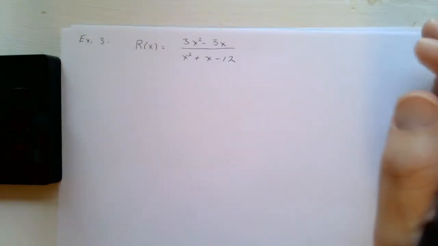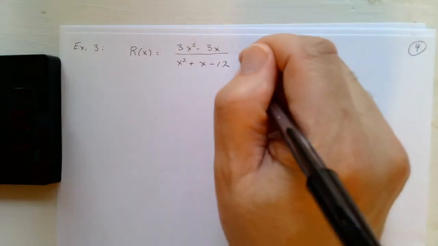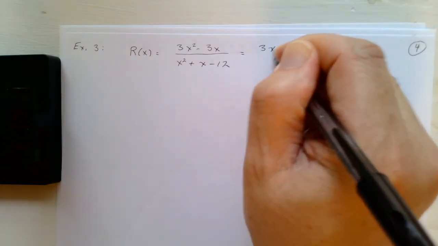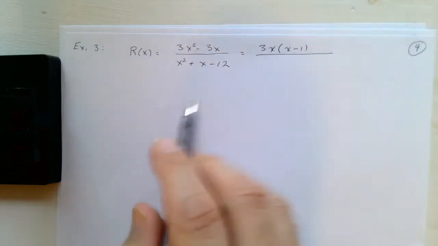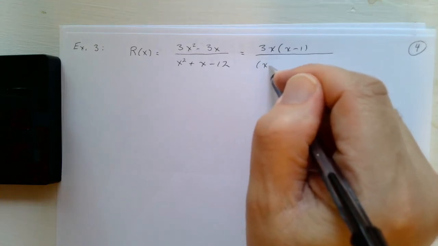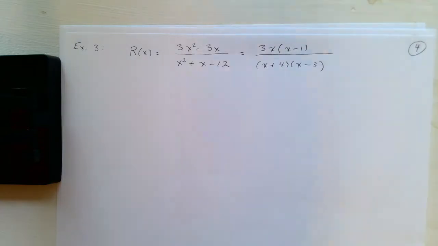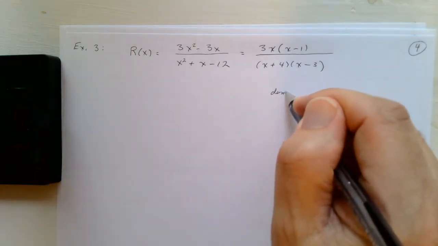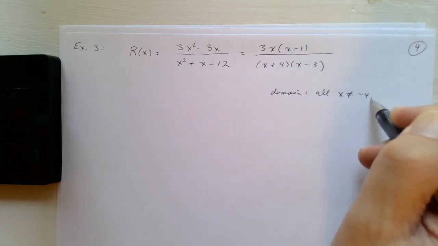Okay, let's try the next example. Again, we can factor out a 3x from the top, and the bottom should factor as x plus 4 times x minus 3, if that's correct, which I hope it is. And so the domain will be all x not equal to negative 4 and 3.